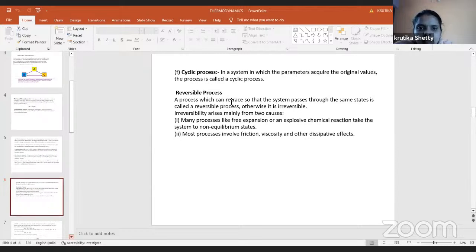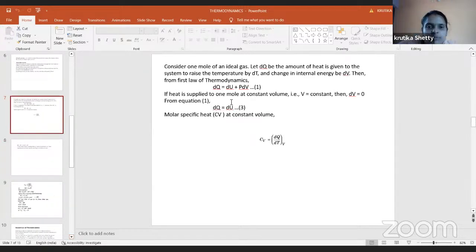Next, here we are going to see some equations. Consider 1 mole of an ideal gas. Let dQ be the amount of heat given to it. Then according to the first law of thermodynamics, what can we write? dQ is equal to dU plus dW. dW is nothing but the pressure times the change in volume.